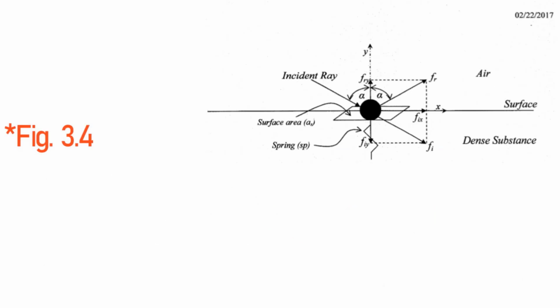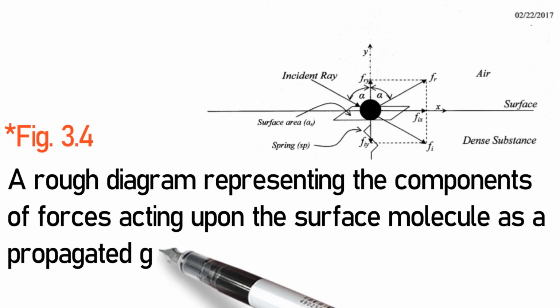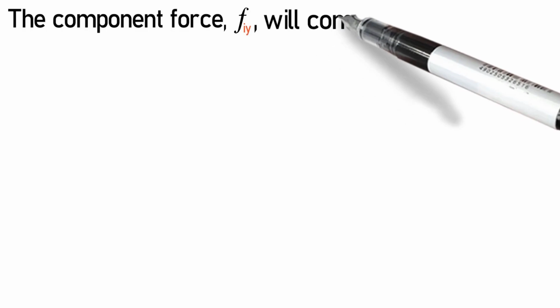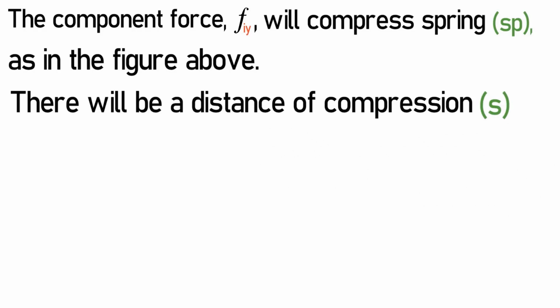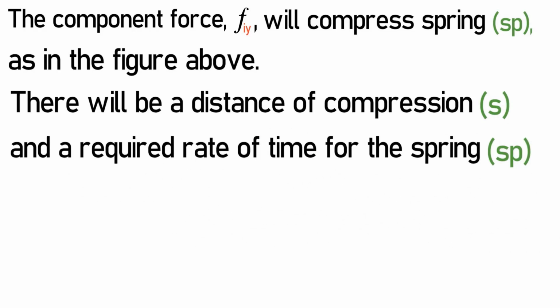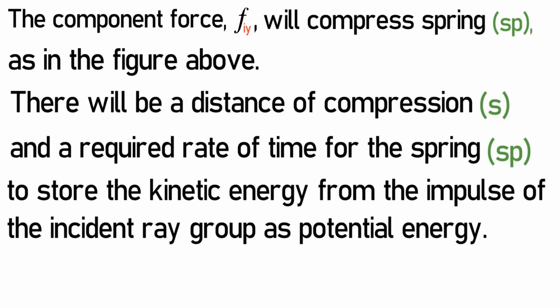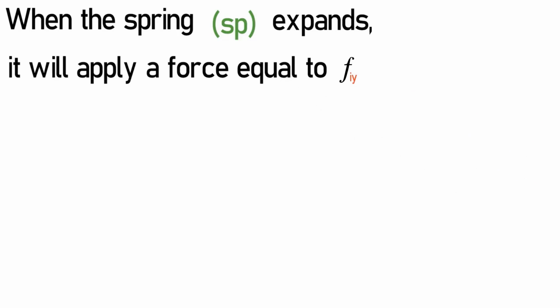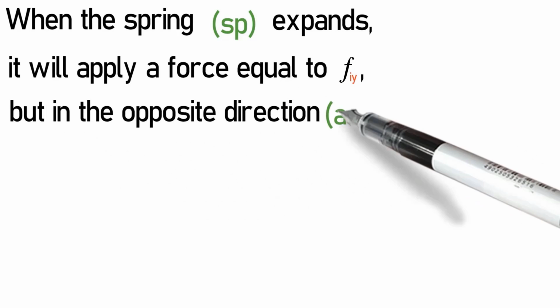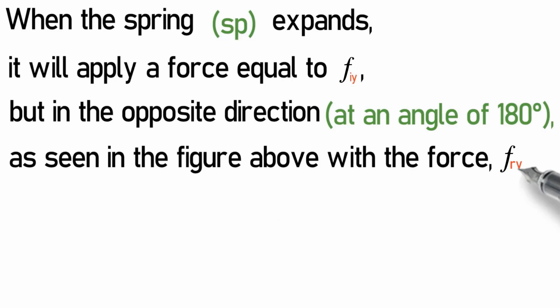Figure 3.4. A rough diagram representing the components of forces acting upon the surface molecule as a propagated group of light strikes it. The component force, F sub Iy, will compress spring Sp in the figure above. There will be a distance of compression, S, and a required rate of time for the spring, Sp, to store the kinetic energy from the impulse of the incident ray group as potential energy. When the spring, Sp, expands, it will apply a force equal to F sub Iy, but in the opposite direction, at an angle of 180 degrees, as seen in the figure above with the force F sub Ry.